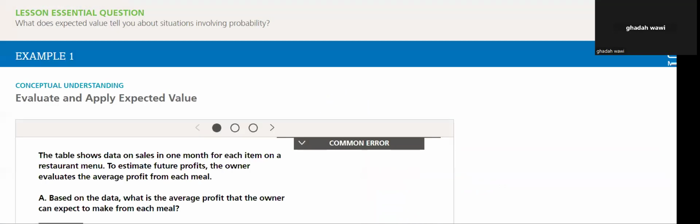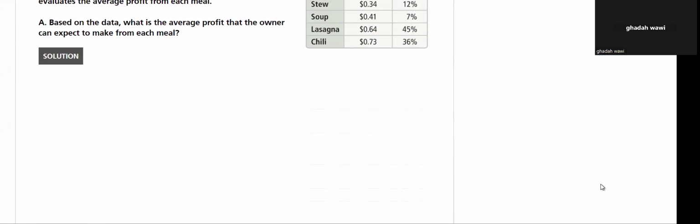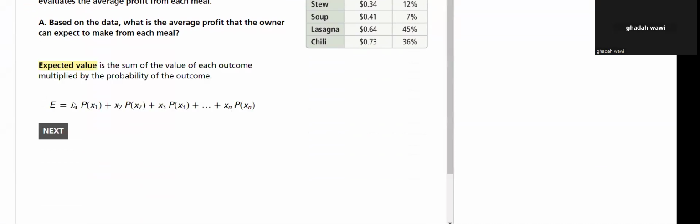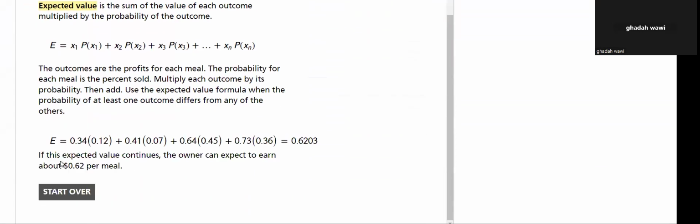Then the conceptual understanding, applying, evaluating the expected value, how to solve that in detail. But the expected value is the sum of the values of each outcome multiplied by the probability of the outcome. And then we will implement that in solving the example.